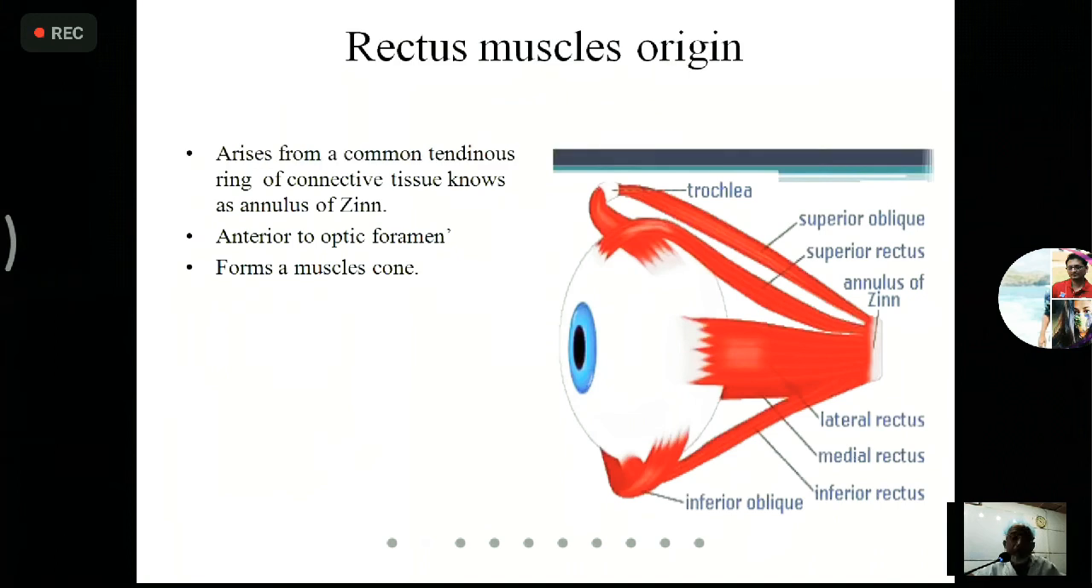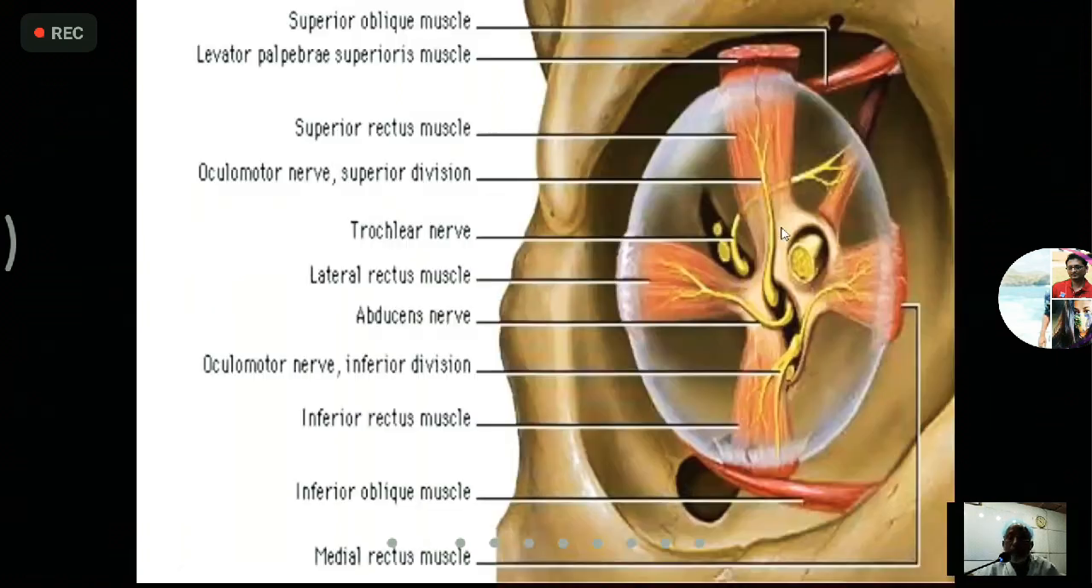From the rectus muscle origin, we see it anterior to the optic foramen. It arises from the common tendinous ring of connective tissue. This is the annulus of Zinn. Annulus of Zinn is one type of specialized connective tissue, and it is funnel shaped, like the posterior pole around the optic foramen. Remember, it forms anterior to the optic foramen and forms a muscle cone.